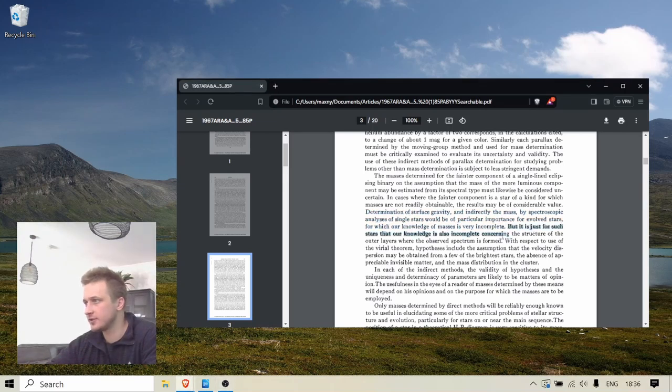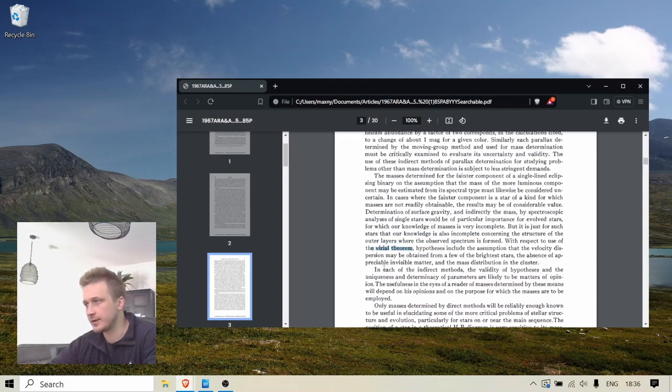But it's just for such stars that our knowledge is also incomplete concerning the structure of the outer layers where the observed spectrum is formed. With respect to the use of the virial theorem, hypotheses include the assumption that the velocity dispersion may be obtained from a few of the brightest stars, the absence of appreciable invisible matter, and the mass distribution in the cluster. So I need to look up what this virial theorem is.